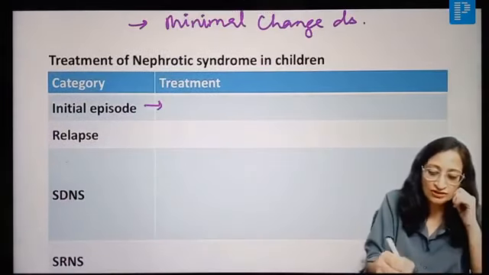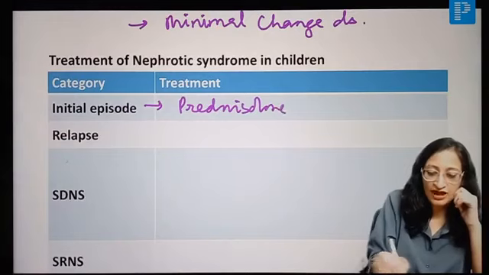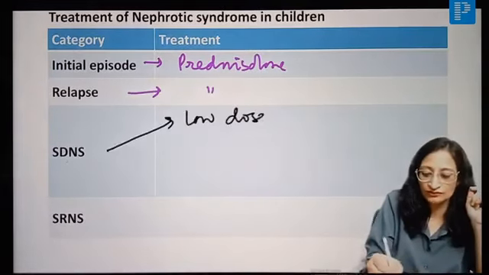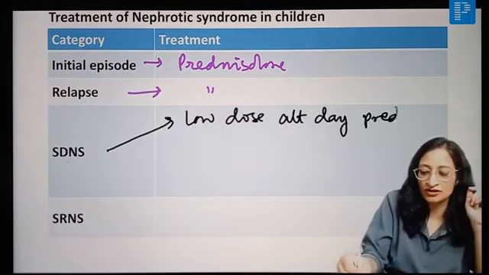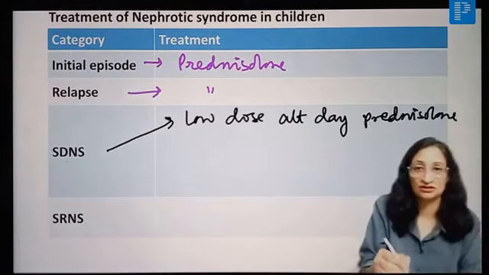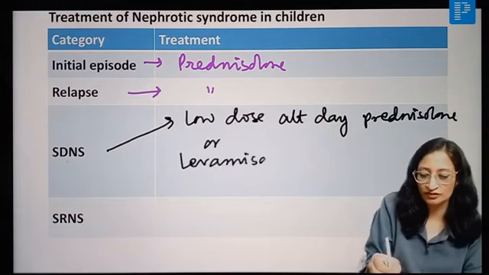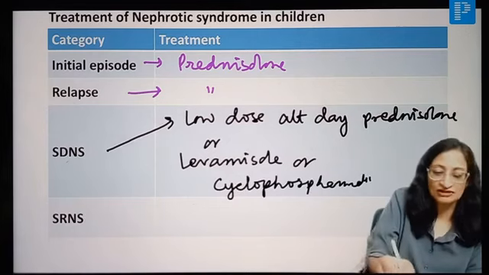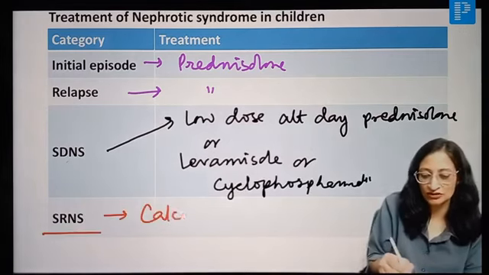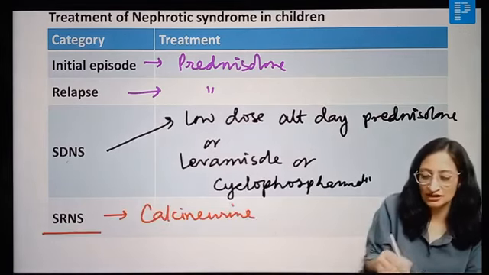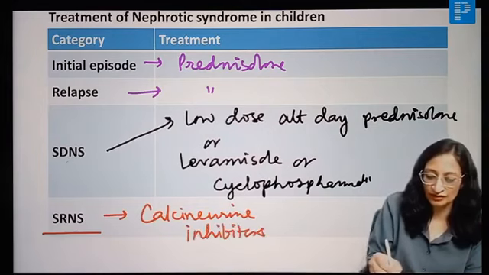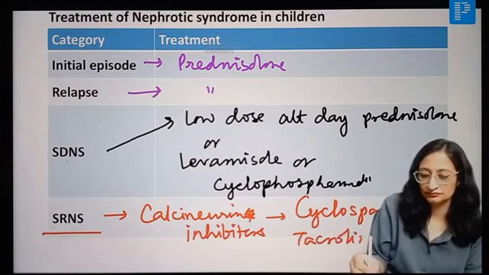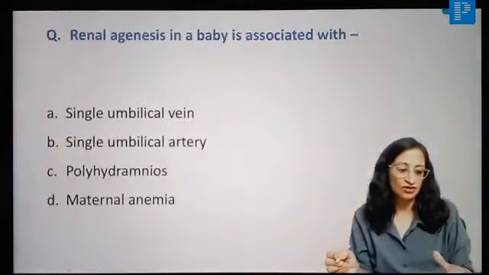Treatment of nephrotic syndrome in children: initial episode, the drug of choice is prednisolone. Relapse also, the drug of choice is prednisolone. Steroid dependent nephrotic syndrome, the drug of choice is low dose alternate day steroids or prednisolone. If the child is having features of steroid toxicity, then you can give levamisole or cyclophosphamide. The drug of choice for SRNS, or steroid resistant nephrotic syndrome, is calcineurin inhibitors. Can you give me some examples? Like cyclosporin and tacrolimus. So that is about nephrotic syndrome in children.